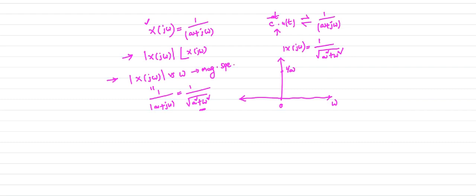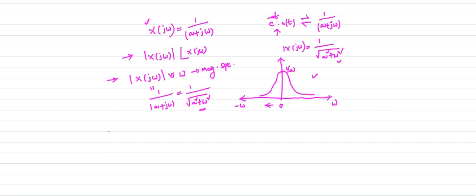Whenever omega increases, the modulus value decreases. On the negative side of the omega axis also, it is the same. Whenever omega increases, omega squared increases, and since omega squared is in the denominator, the total value of the function decreases as omega progressively increases. Like that we will get the magnitude spectrum.